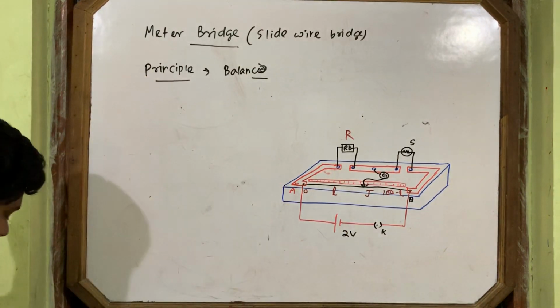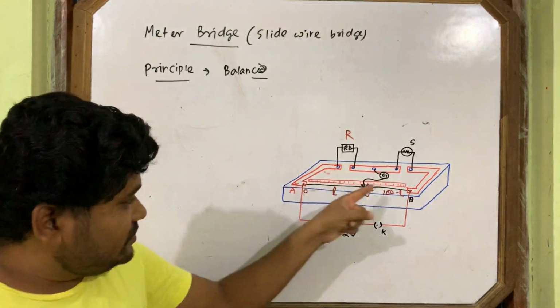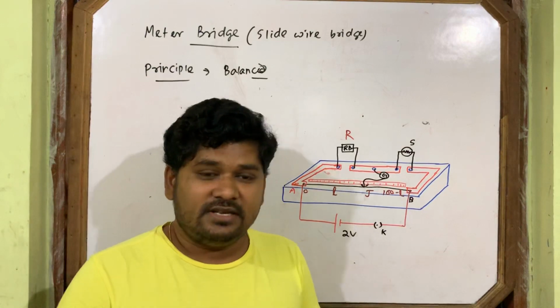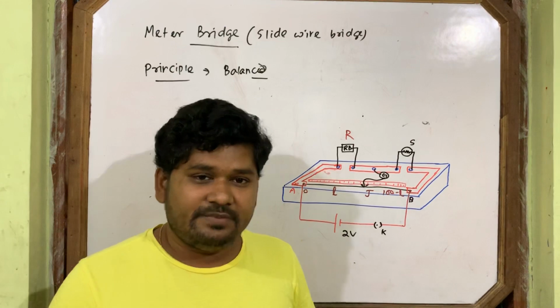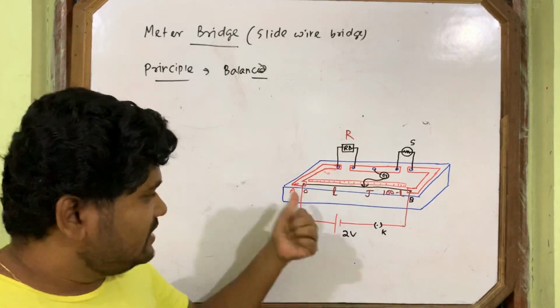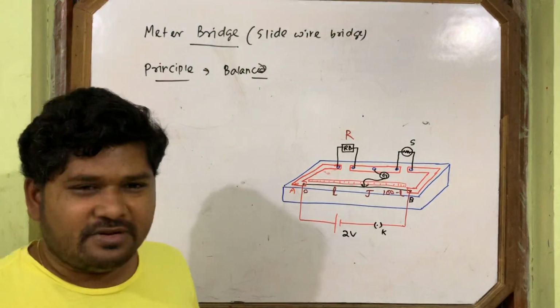What are the other questions attached to this derivation? First question, I have already told you, this wire is made up of what? Constantan and manganin, like alloy. Why? Because of high resistivity and low temperature coefficient of resistivity. Then various other questions also come in the exam, or many times in the board examination, very common questions.